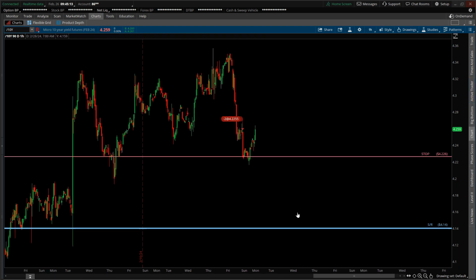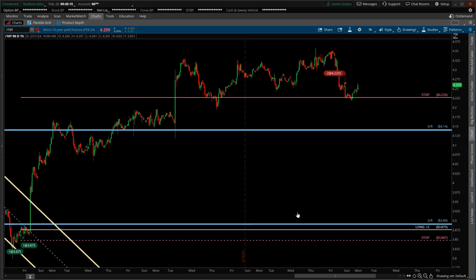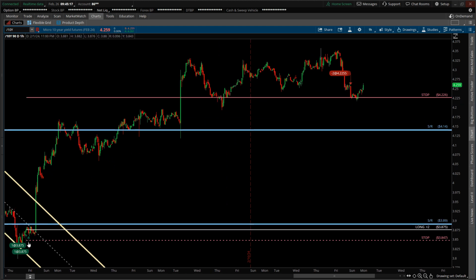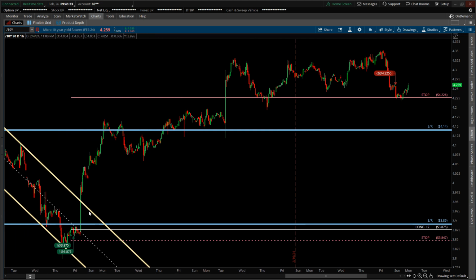If I zoom out just a little bit, my entry again was down here back on February 1st, and then I was able to capitalize on that breakout when price broke out of this descending channel. I'll provide details of the position, but this was still a profitable trade, a little over $700. So it's a good way to start the week.